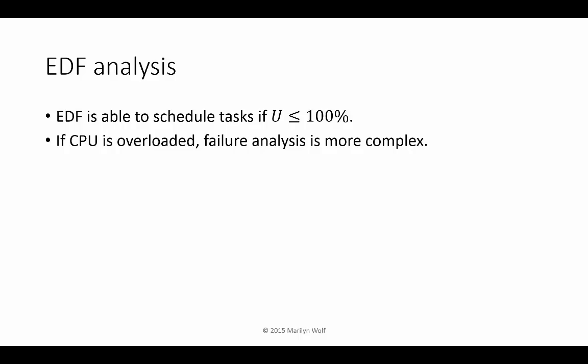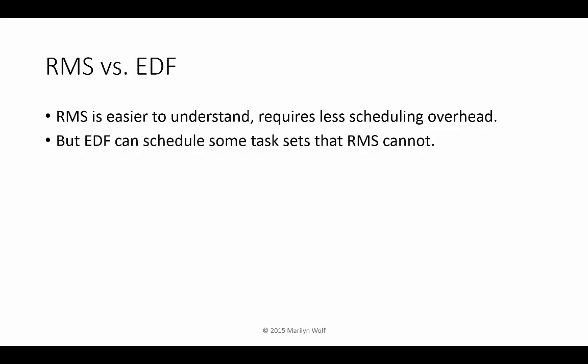We can show that EDF is able to schedule all of its tasks if the utilization is less than or equal to 100%. Of course, if the CPU is overloaded, the failure analysis for EDF is more complicated because the priorities of the tasks change. Let's compare RMS and EDF. RMS is easier to understand and it requires a little less scheduling overhead, but EDF can schedule some tasks that RMS cannot.